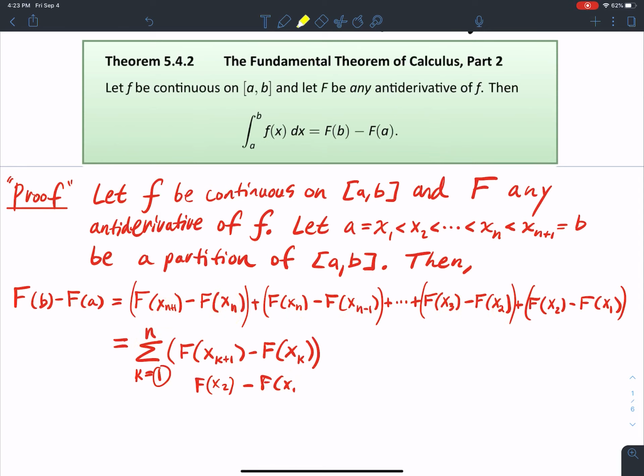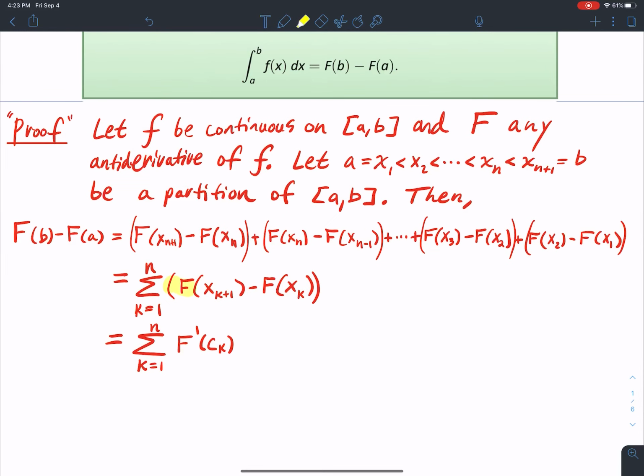Okay, so this works for all of my values. So it's a sum from 1 to n. Now, why is this important? This, my friends, is equal to the derivative of the antiderivative evaluated at some ck between xk and xk plus 1 in that kth interval, multiplied by the delta x, that width in the interval. Now, why is this equal to this here?